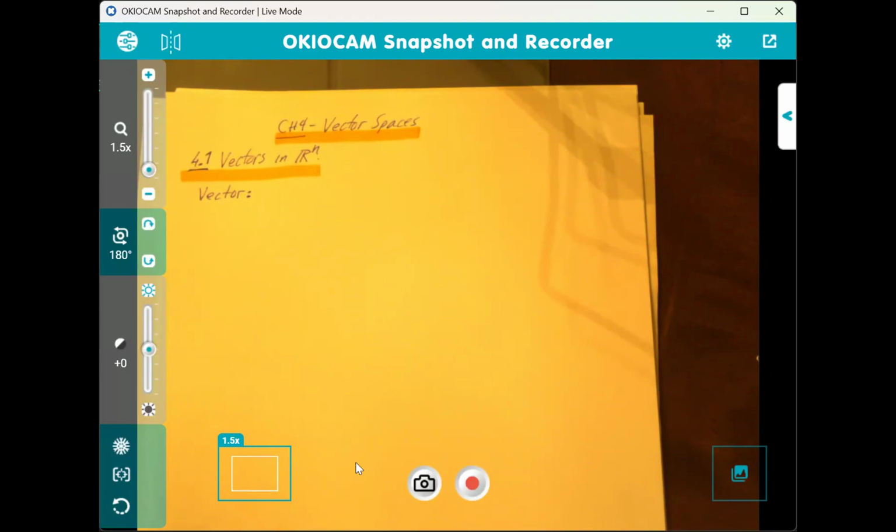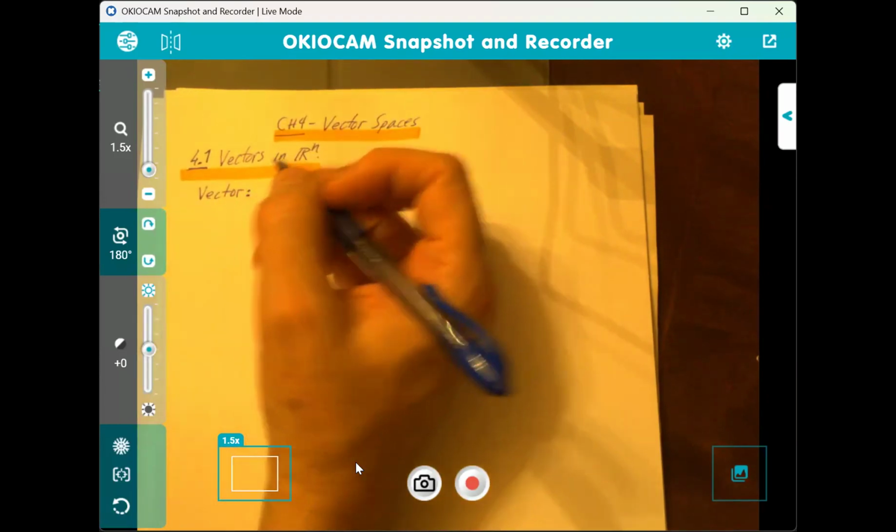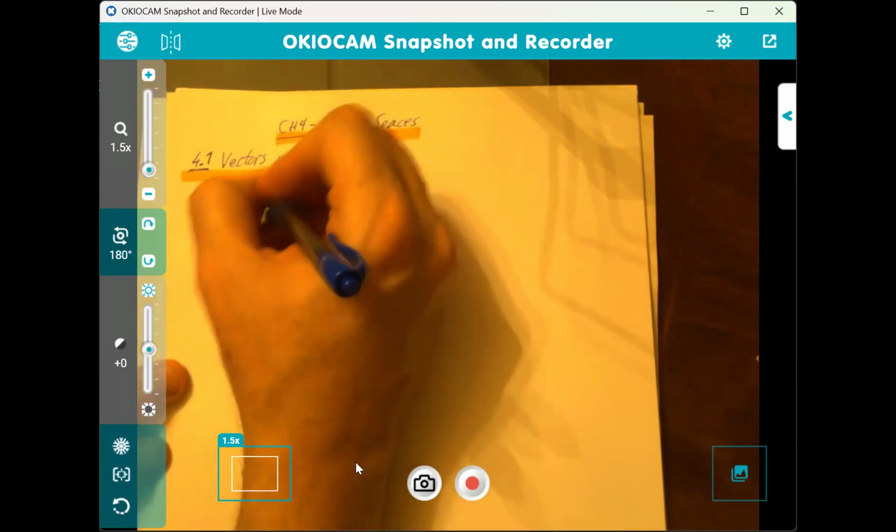Then you've seen vectors in that course, minimum, if not in pre-calc. So we're going to call a vector simply a directed line segment.